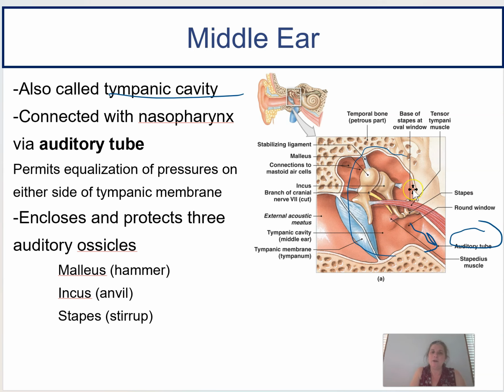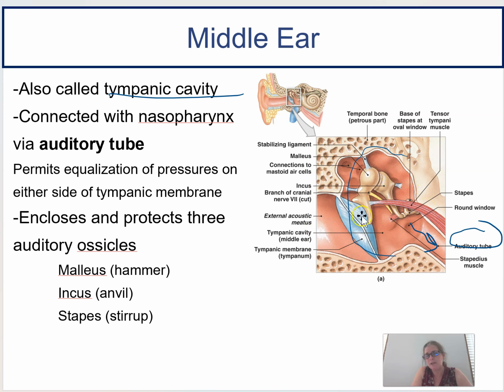Now, inside the middle ear are the three smallest bones in the human body. They're called the malleus, the incus, and the stapes, and they go right in this order. The malleus is the first one. It kind of looks like a hammer. The middle one, when they named these, they were blacksmiths. They thought it kind of looked like an anvil. We call it the incus. And then you have the stapes.